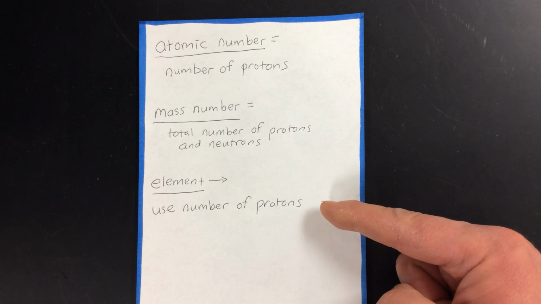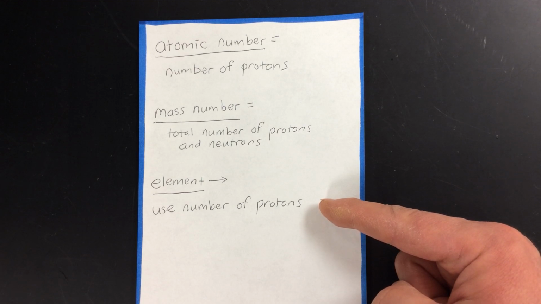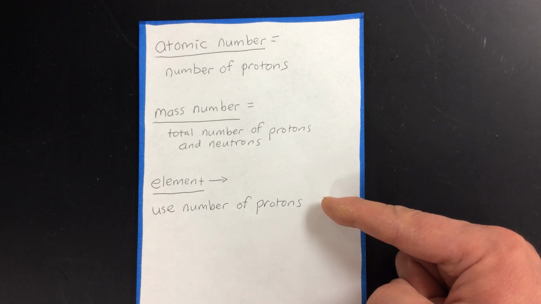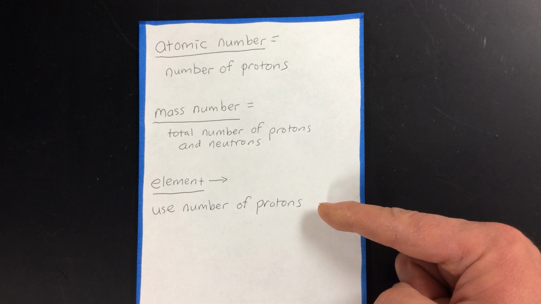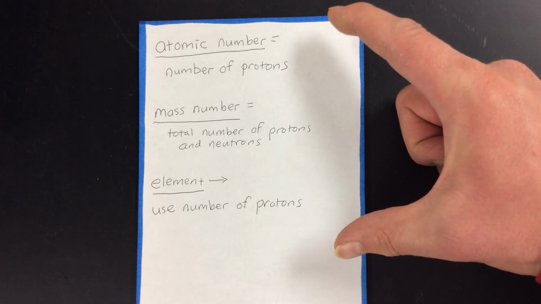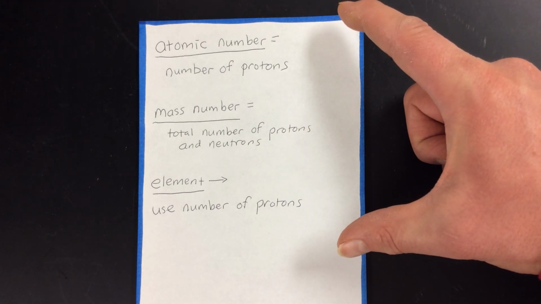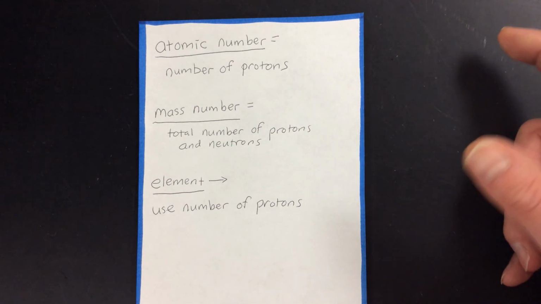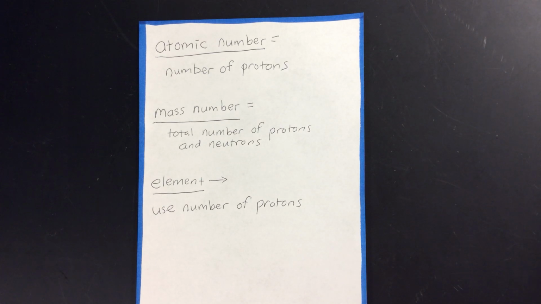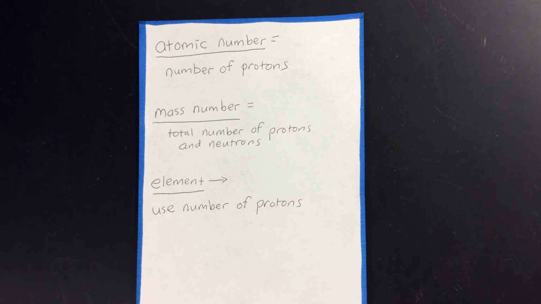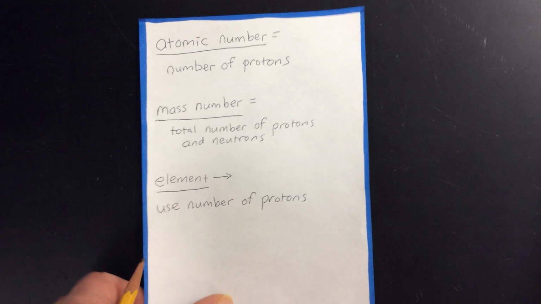And to find the element, you use the number of protons, right? Every time you change the number of protons in an atom, you change which element it is. So let me work with you through a couple of examples to show you how you could use this. But the important thing is remembering all of these things right here. I made a little cheat sheet, and I would advise you to do the same as well. So let's go ahead and take a look at an example problem.